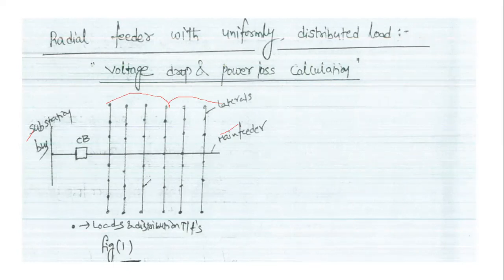In this case, what are the voltage drops that will be obtained, and also what are the power losses? All that will be calculated by using this derivation. By using this derivation we are calculating the voltage drop VD and also the power losses.